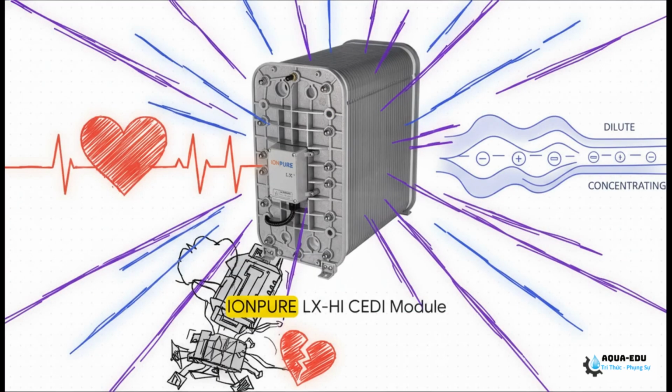Now take a look at the physical workhorse itself, the IonPure CEDI module. I want you to think of the DC power supply attached to this thing as its heartbeat, literally. It uses electrical current to drive ions into dilute and concentrating compartments. If that electrical heartbeat skips or fails, the whole deionization process just collapses. You absolutely need that continuous, clean power to keep the bacteriostatic environment stable and do all the heavy lifting.